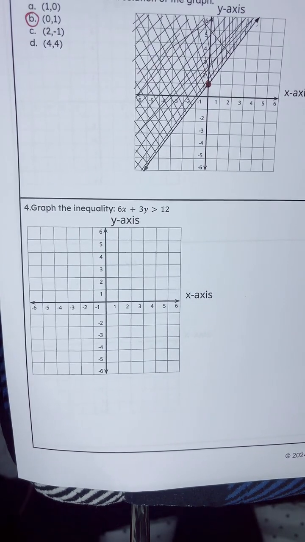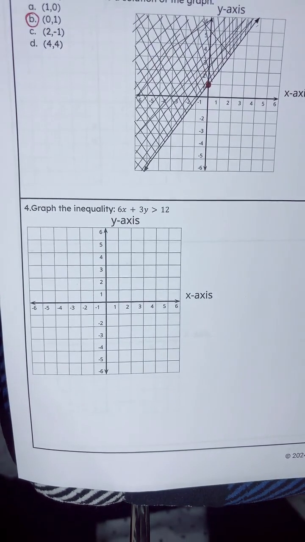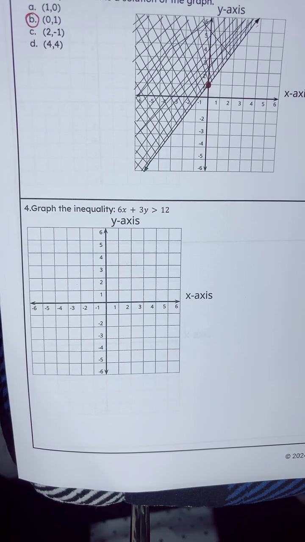All right, let's go to number 4. So now we also have to know how to graph them ourselves. So there's multiple ways on how we can graph this. We can use y equals mx plus b, and we can use where we find x-intercepts. So I'm going to do this one where we use the x-intercepts.